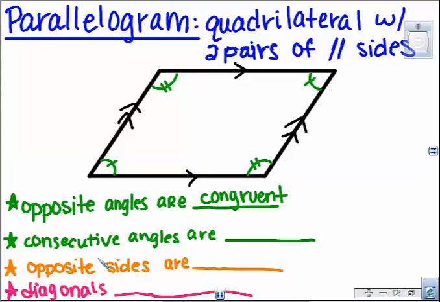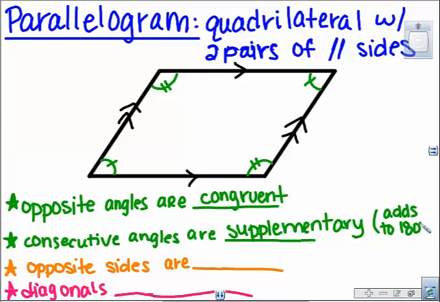Now consecutive angles, remember consecutive means next to or in a row. So angles that are next to each other, like if I were counting around this parallelogram, this angle is next to this one. It's also next to this one. So these are consecutive. These are consecutive. So consecutive angles are supplementary. Now if you don't remember what supplementary is, you really need to start working on your vocab. We've been using that for several weeks now. That means that it adds to 180 degrees.